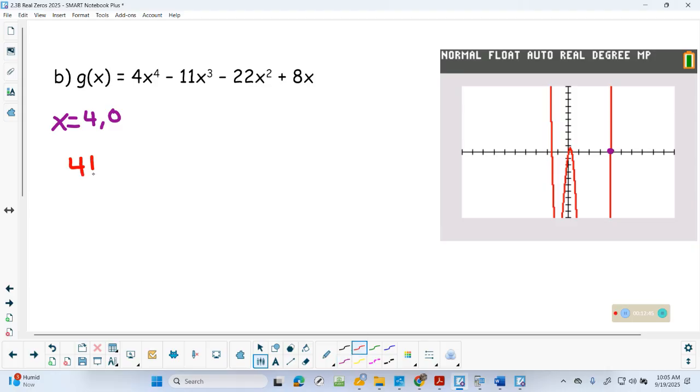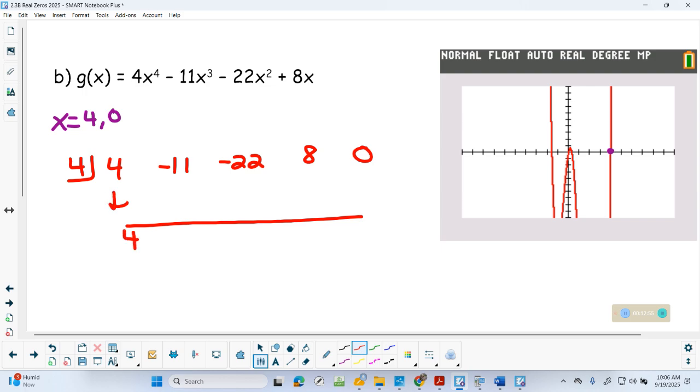So I'm going to use the 4. I've got my 4, my -11, my 8. And don't forget, no constant term at the end, no number at the end, so 0 to hold the place. So let's see what we got.